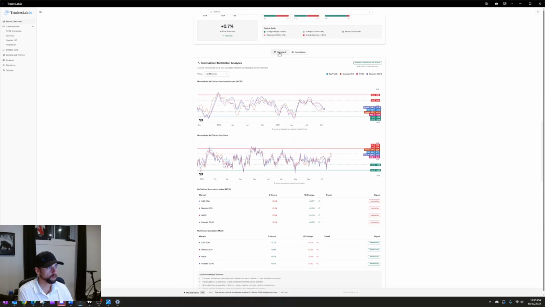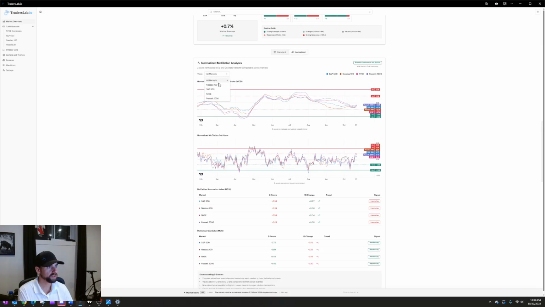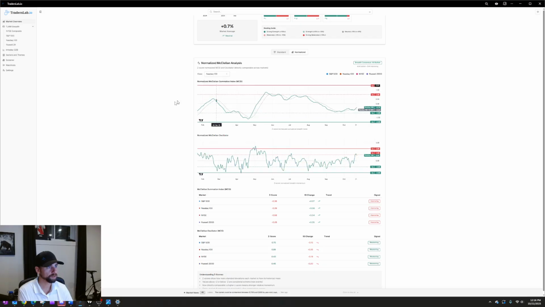If you don't like the normalization, or if you want to see a different view, you can simply go into standard, and then you will have the S&P 500, NASDAQ, NYSE, Russell 2000. And also, if you want to see a specific market, you have that drop down menu right here. So if you want to focus on the NASDAQ, then you go into the NASDAQ, and that's the only market that you'll see. And we added as well the 10-day moving average. That's what we already have in the TLMM dashboard, but we added that for a single market as well.